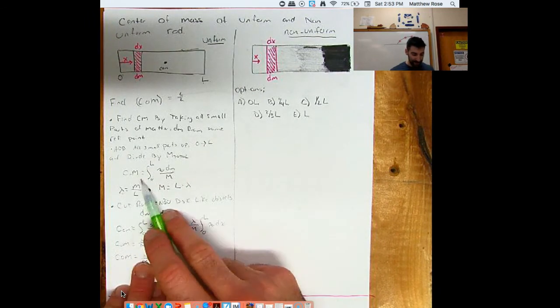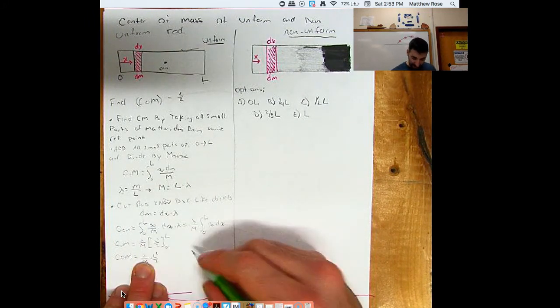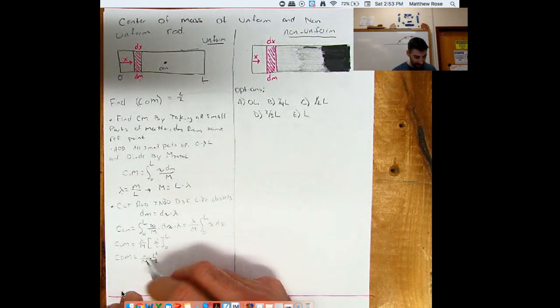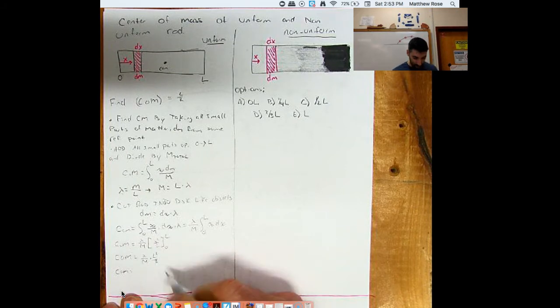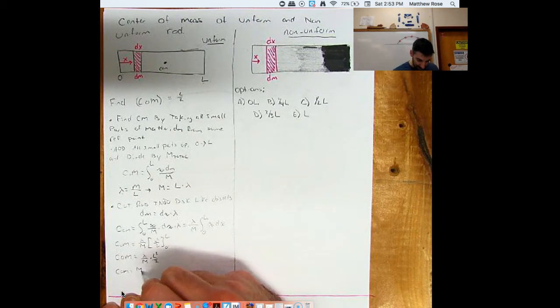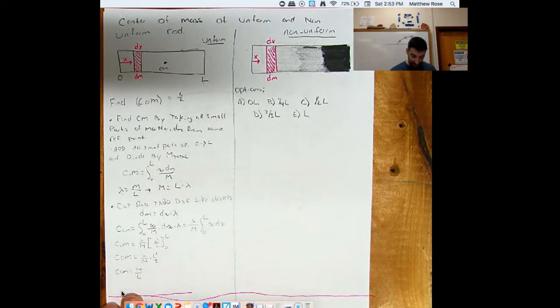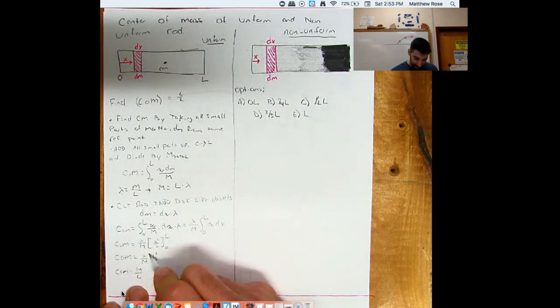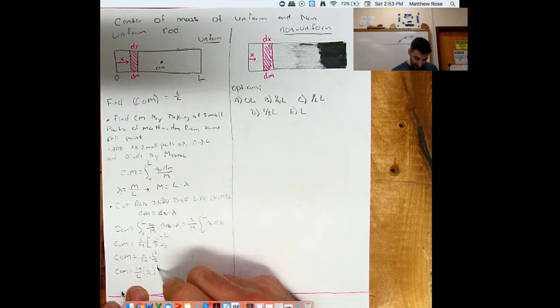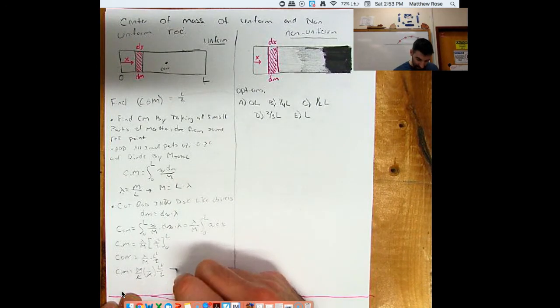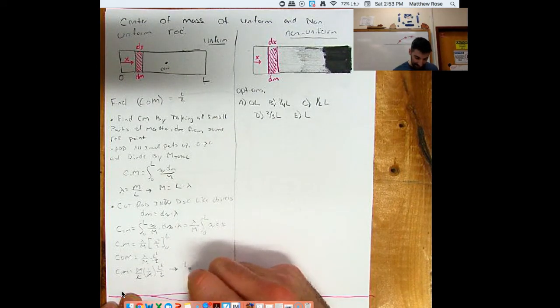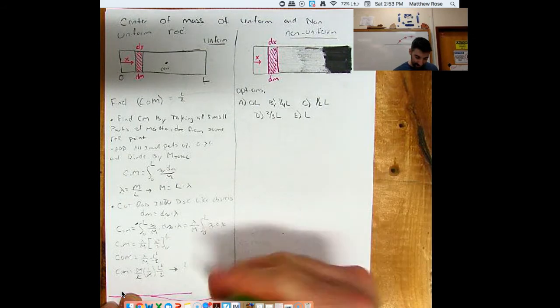Well, we know lambda is mass per unit length. So I'm going to sub back in my mass per unit length, so I can say my center of mass is equal to lambda, mass per unit length, and if we did this right, that should go away, times 1 over M times L squared over 2. My M's cancel, L cancels with L, and I'm left with my center of mass about the x-axis of L over 2.